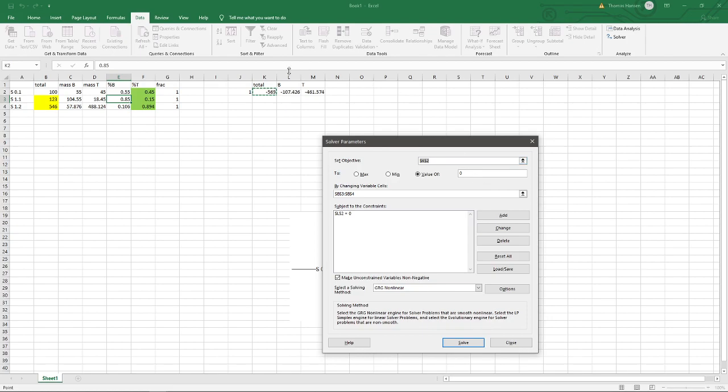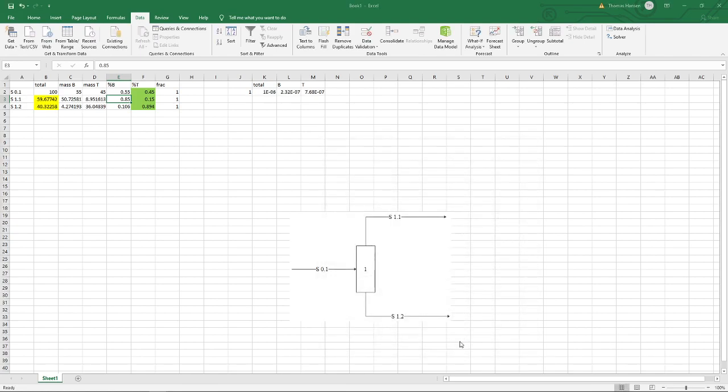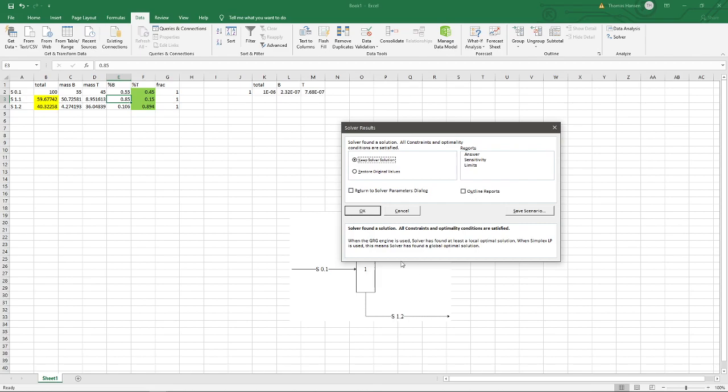But let's try it. K2 equal to 0, L2 equal to 0. It can change those two. I actually don't know if we have to put another constraint. Oh no, it's on the wrong screen. Hang on. There we go.